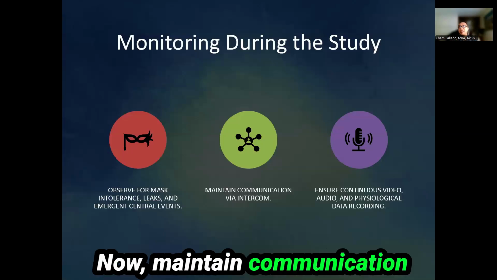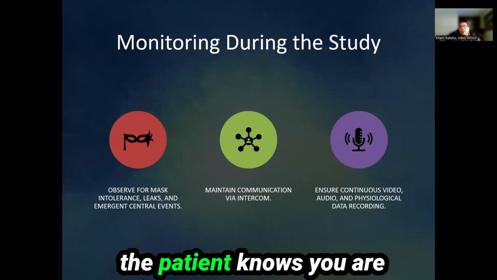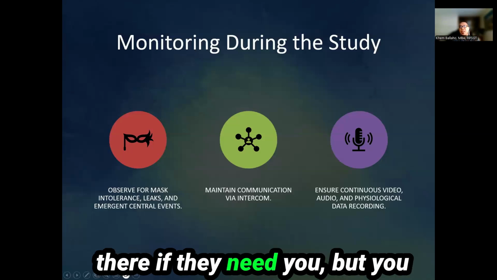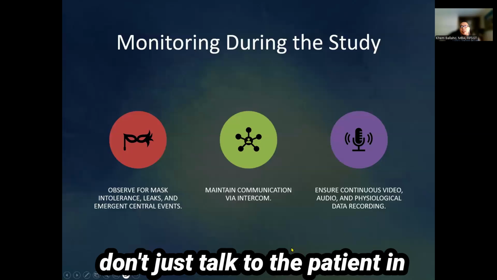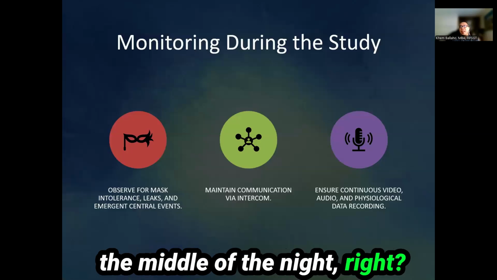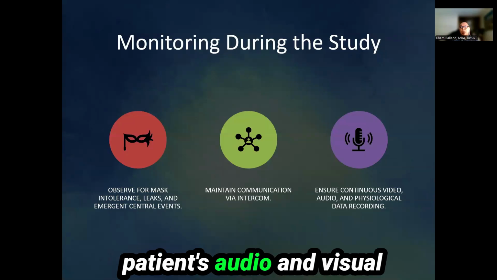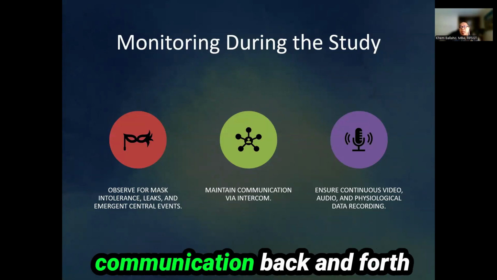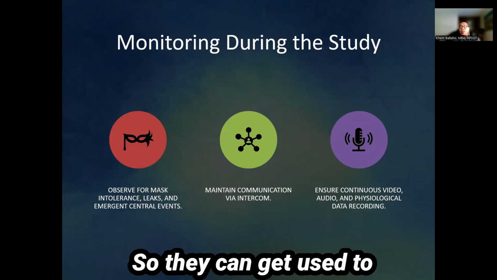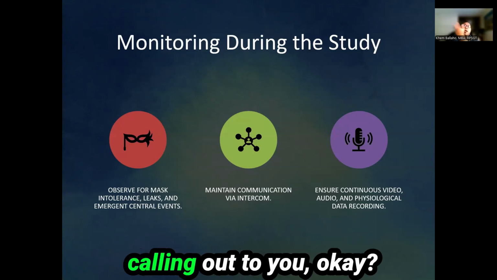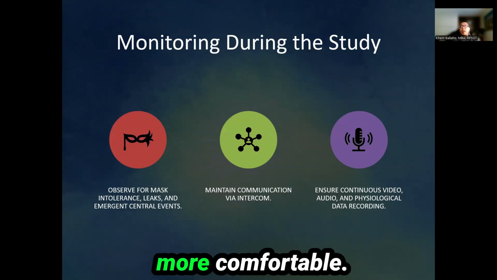Now, maintain communication is you always make sure that the patient knows you're there if they need you, but you don't just talk to the patient in the middle of the night, right? You make sure that they're aware you're there. You test the patient's audio and visual communication back and forth at the beginning of the night so they can get used to calling out to you, okay, to make them feel more comfortable.